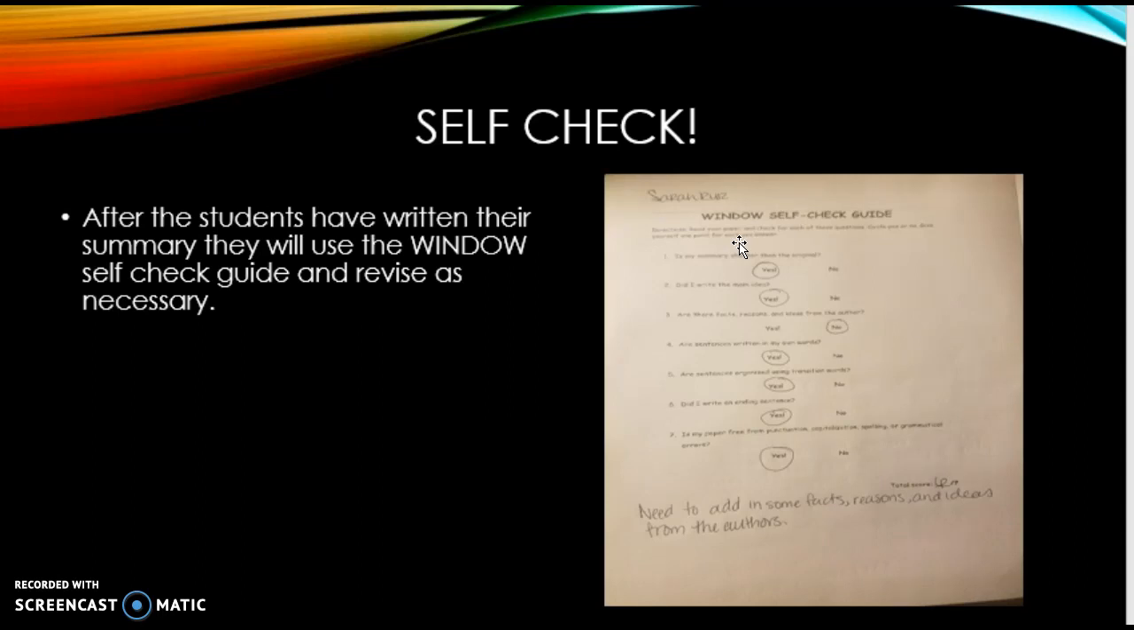So there was nothing that I cited and used directly from the book, and so something that you would want to teach your students is to use supporting evidence. And so at the bottom I wrote that I needed to add in some facts, reasons, and ideas from the author. So I would use this to self-check and go back and revise my own writing before continuing on to the next step and having a peer review or having the teacher review my work. We want to teach them how to self-check.